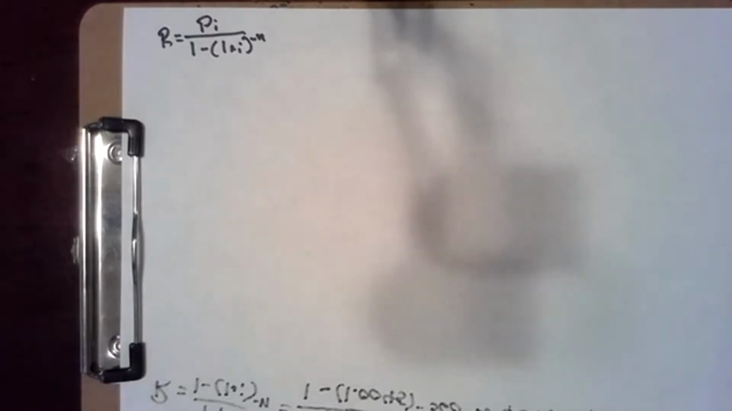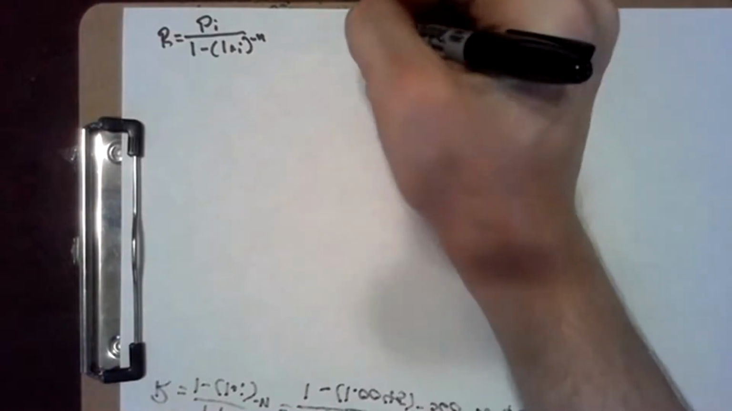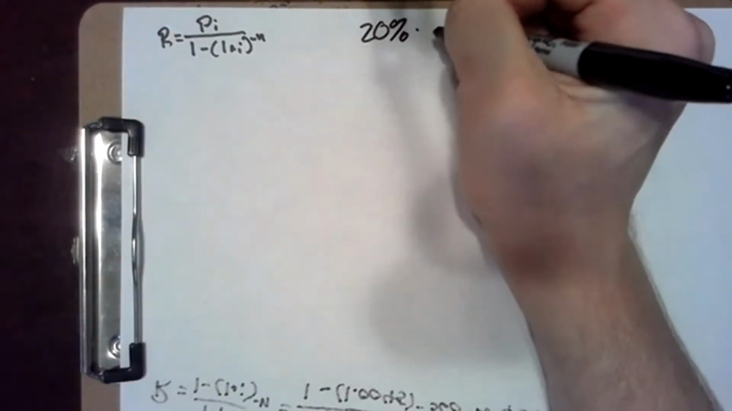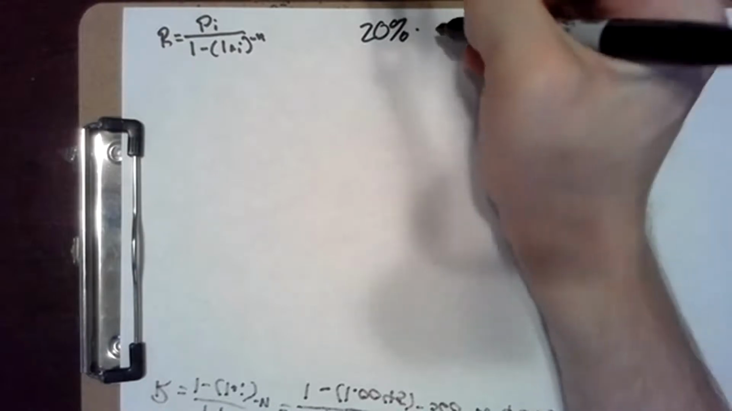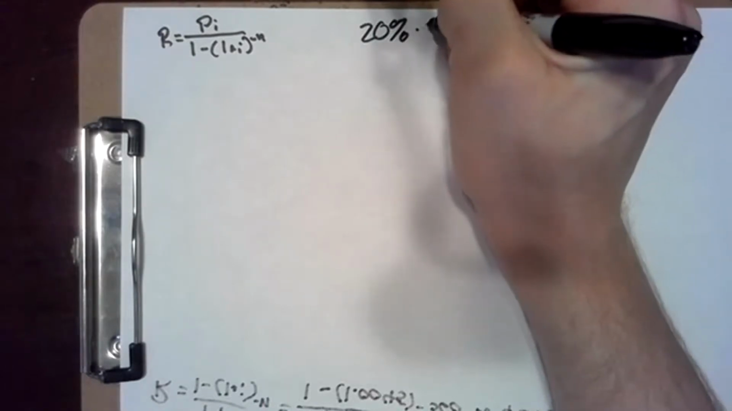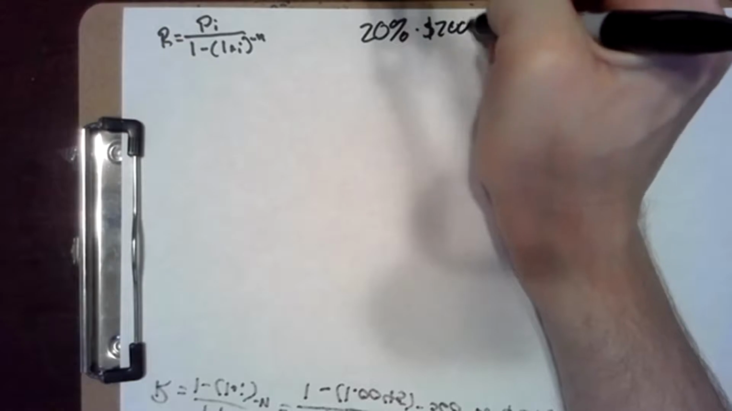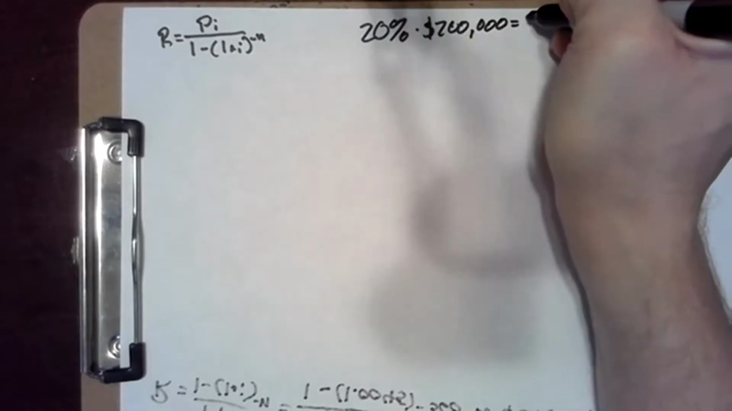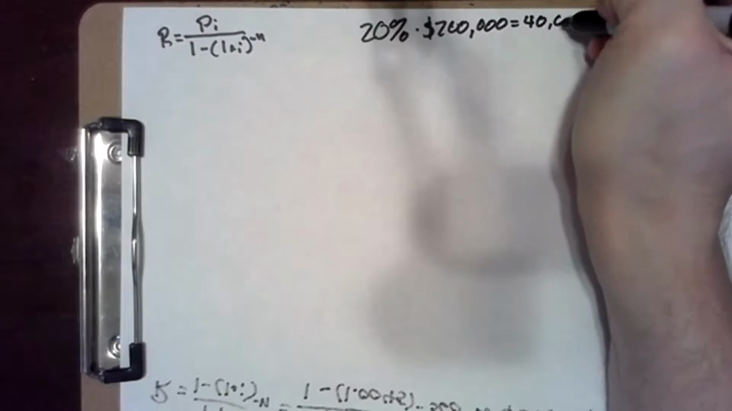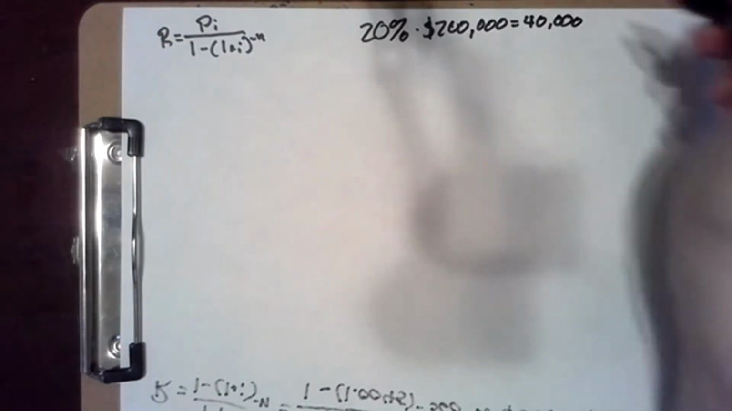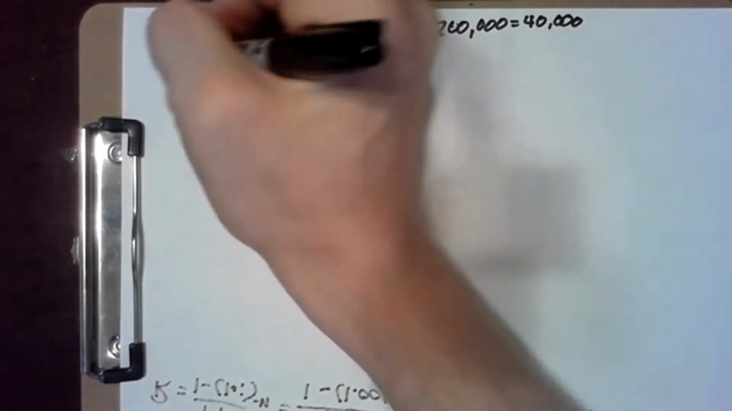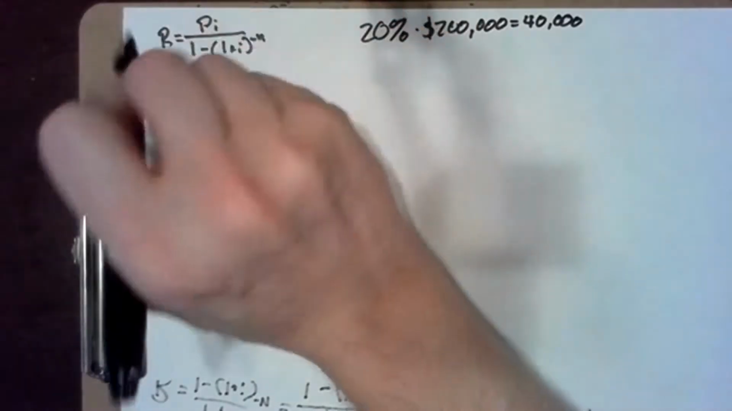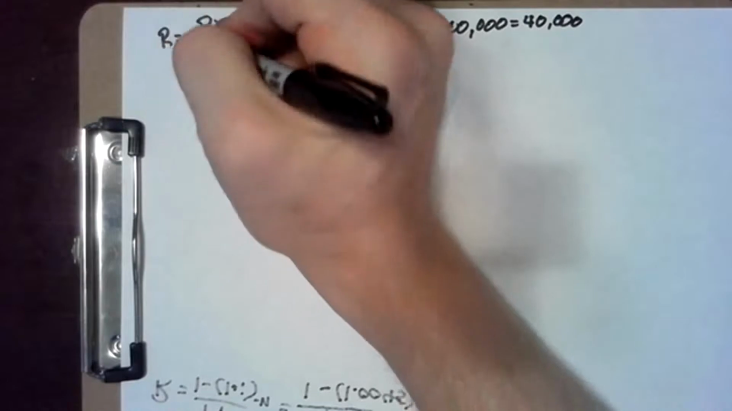So since the down payment was 20% of $200,000, that's $40,000 that they paid right off the bat. So the total amount of the loan would be $160,000.